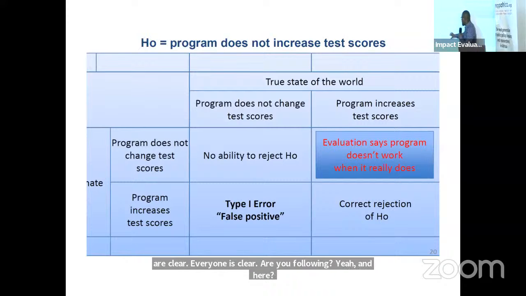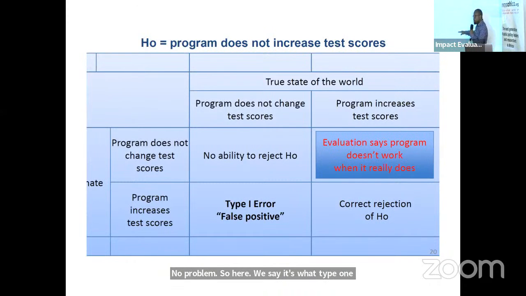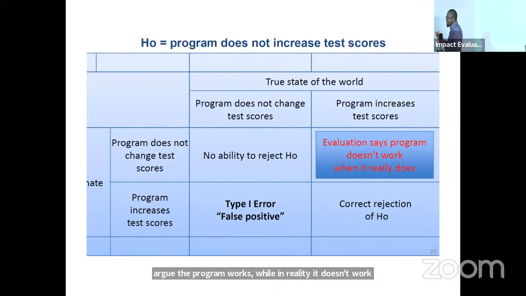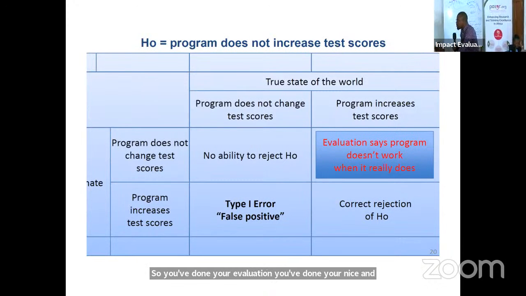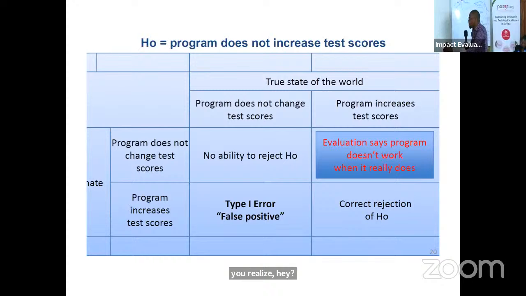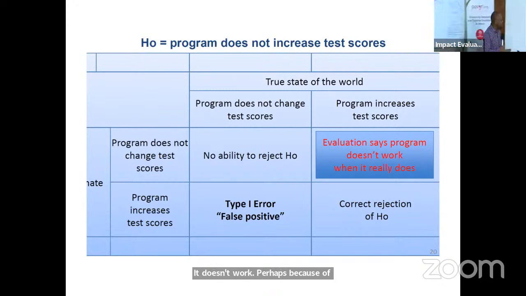So here we say it is what? Type 1 error. False positive. We argued the program works, while in reality, it doesn't work. So you've done your evaluation, you've done your analysis, and you realize, hey, the program works. But the truth of the matter on the ground is that it doesn't work. Perhaps because of sampling, and that's why we are studying sampling, okay?